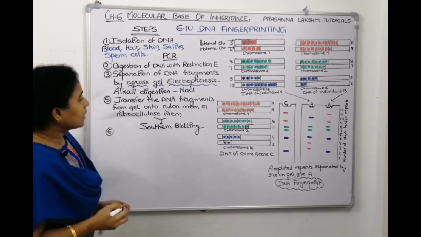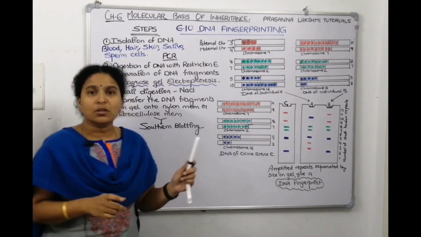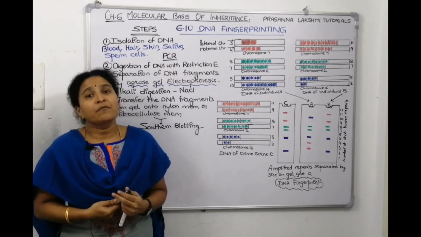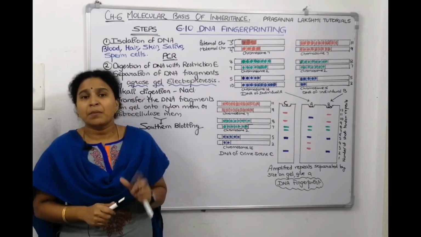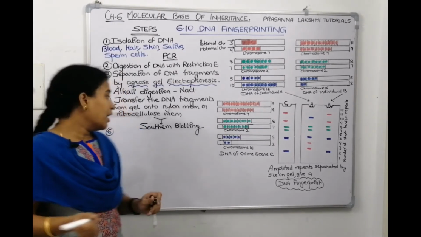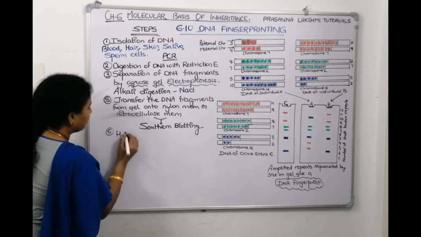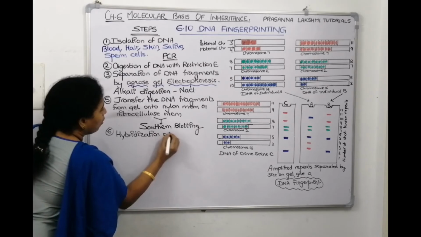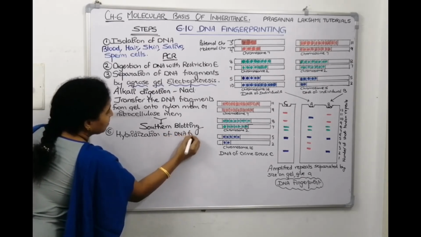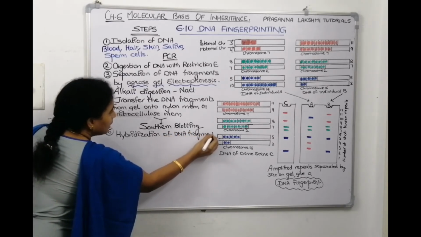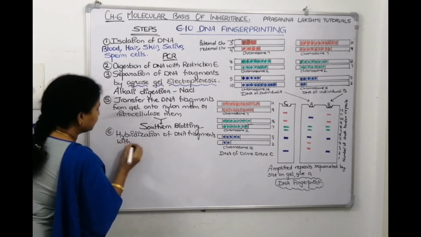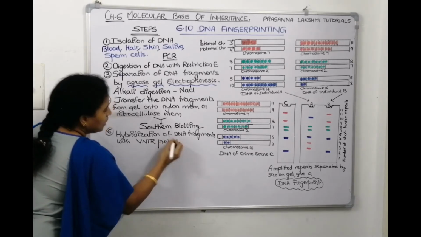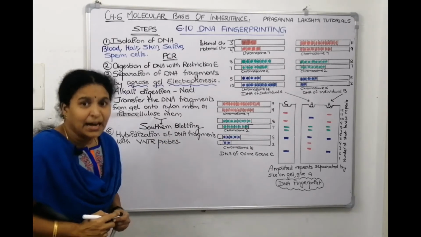Now, after doing Southern blotting, your bands got separated onto the nitrocellulose membrane. Now we need to identify them, right? So for identifying, we will now hybridize the bands with labeled VNTR probes. So the next step will be hybridization of DNA fragments. We are hybridizing the DNA fragments with VNTR probes. Now, what is meant by VNTR?